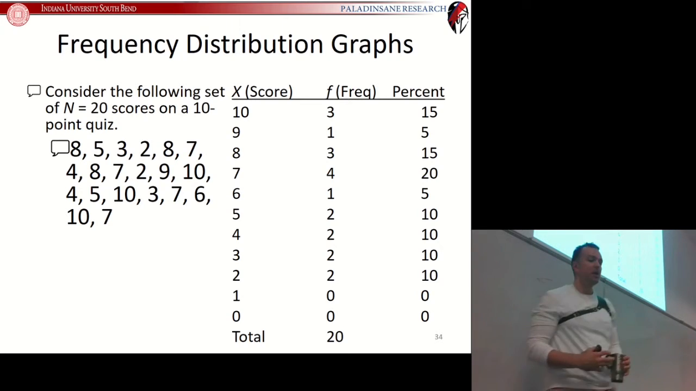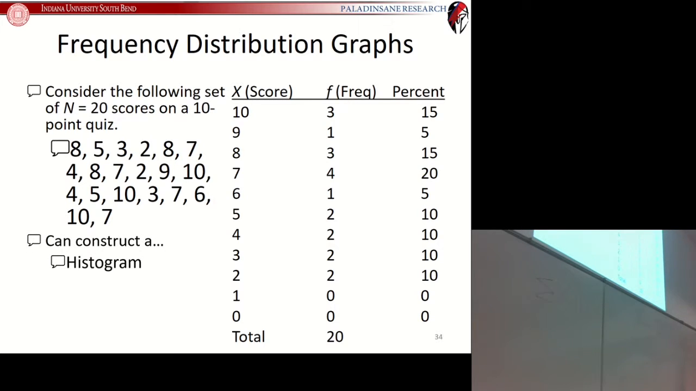They like tables. So for example, a table is really easy to work with if you need to answer a question like, how many people scored 8 or higher? Table is super easy. You go, all right, 3 people scored 8, 1 person scored 9, 3 people scored 10. 3 plus 1 plus 3, that's 7. 7 out of 20 people scored 8 or higher. Really easy to use that on a frequency table.